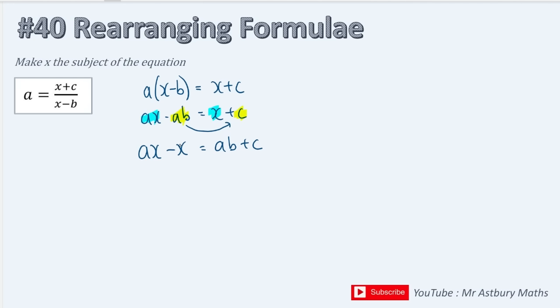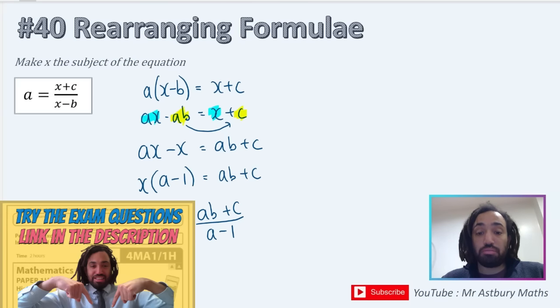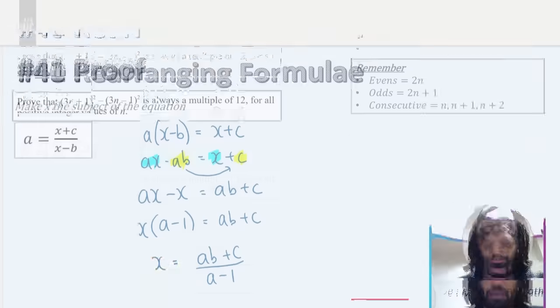And now, here comes the key step, I'm going to factorize this. I'm going to take an x out, and this is what reduces the two x's occurring in this question down to just one. And that gives me (a minus 1)x is equal to ab plus c. And then I need to divide through by that factor I've taken out, a minus 1. So I get x equals ab plus c over a minus 1. And we're done. A really key skill. Exam questions above. I'm going to move on.